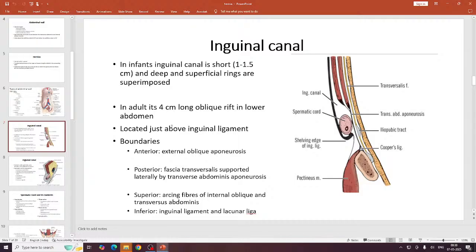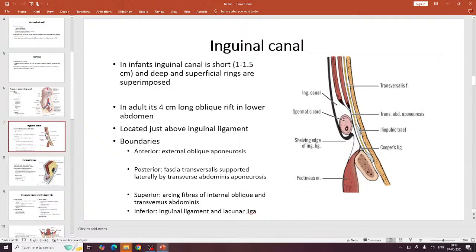There is a defect here. So, we have to close this defect. How do we do it? We take all these 3 and suture them, and it becomes like this. This is the external oblique, we have opened it here already. The internal oblique comes and attaches here, the transversus abdominis also attaches, and the fascia transversalis also attaches.